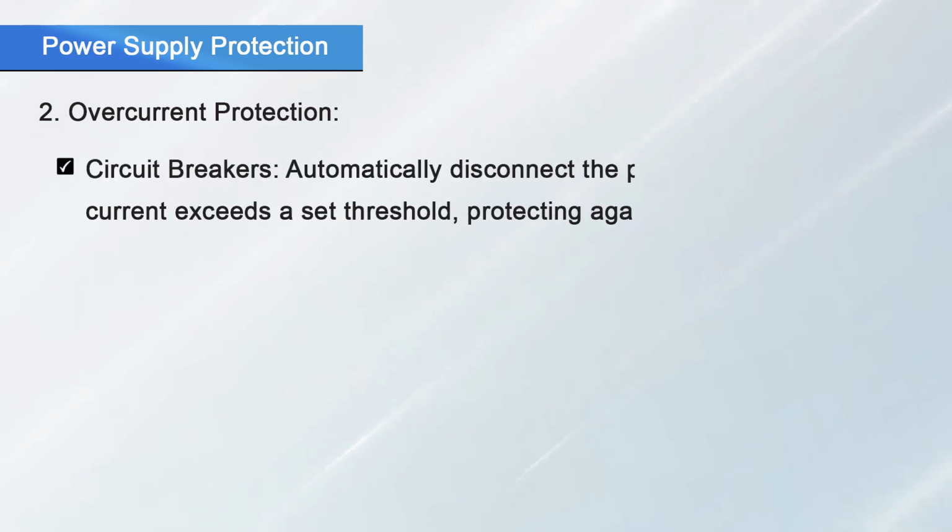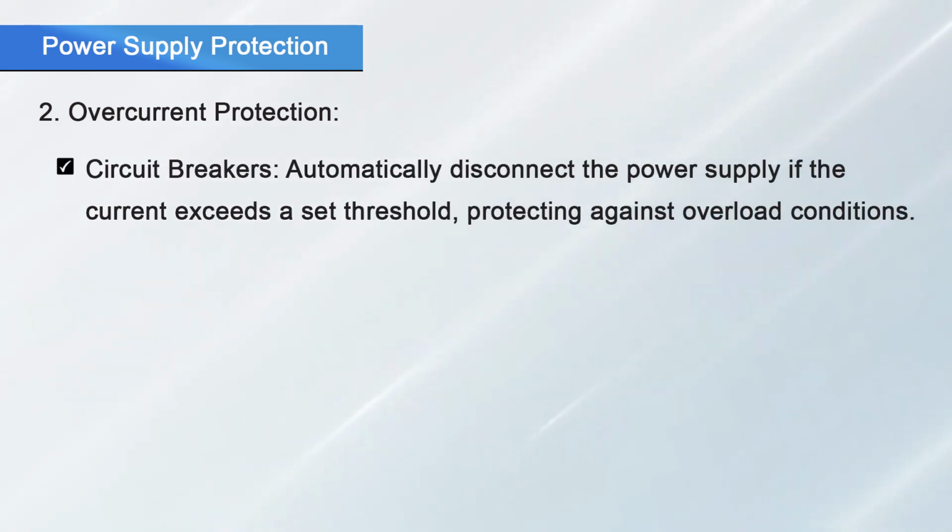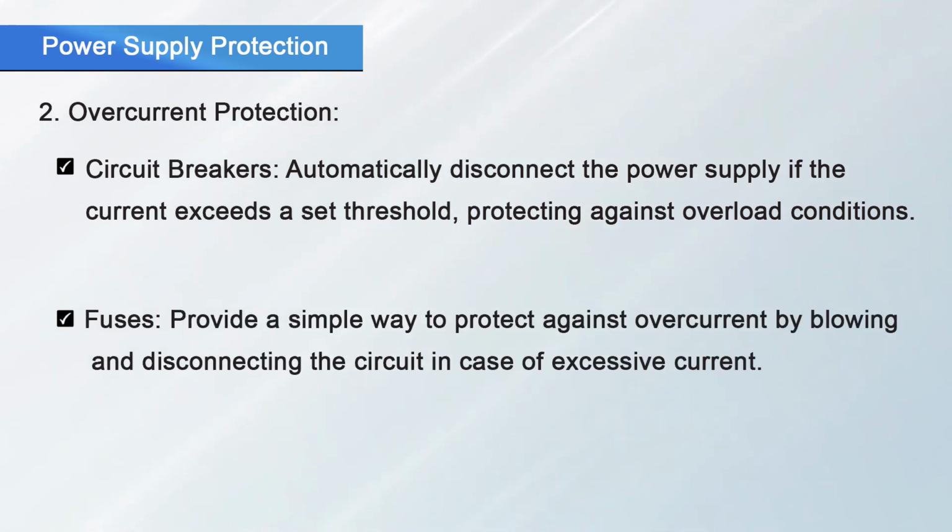Next, the second is overcurrent protection, which includes circuit breakers and fuses. Circuit breakers automatically disconnect the power supply if the current exceeds a set threshold or safe current level, protecting against any overloading condition generated in the system. Next is the fuse. It provides a simple way to protect against overcurrent by blowing and disconnecting the circuit in case of excessive current.